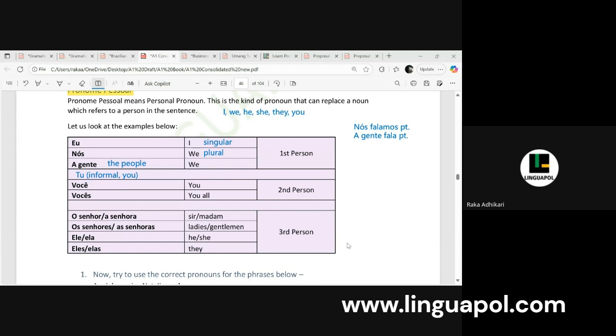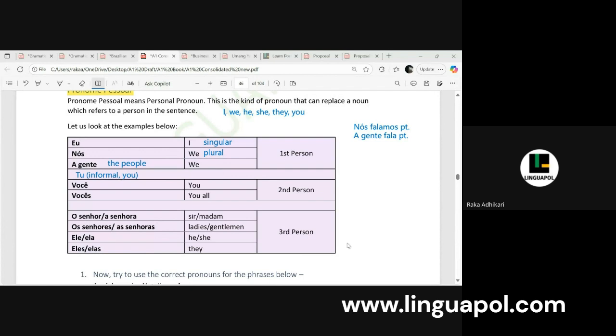So that leaves us with an exclusive situation, when the group is purely female. All the members of the group are female. Then only can I use the word elas. Otherwise, I'll always use eles. That is, if we have a group of men, then we'll say eles. If we have a mixed group, then also we say eles. Unless we have a purely female group, then only can we use the word elas.